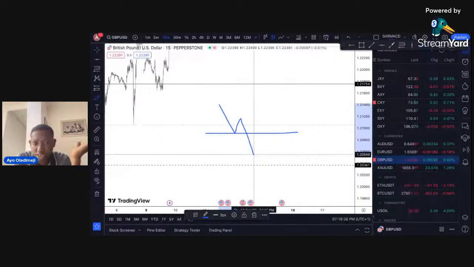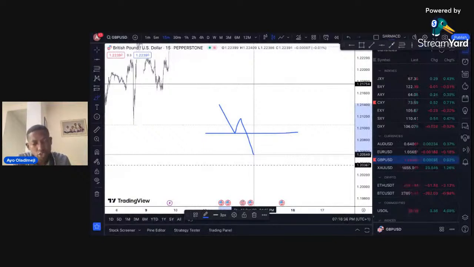The support here turned into a resistance. Okay, so it's a support at this point. Sorry, let me take that. So at this point here, it is a support. However, at this point here, it is a resistance, meaning that support has become resistance because it was broken. The support was broken in this place.